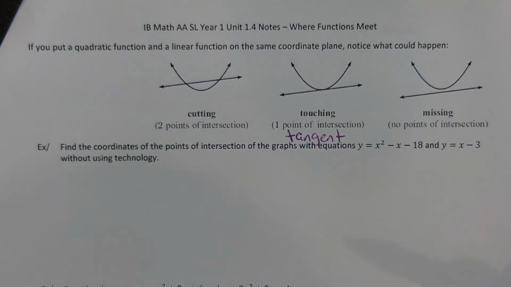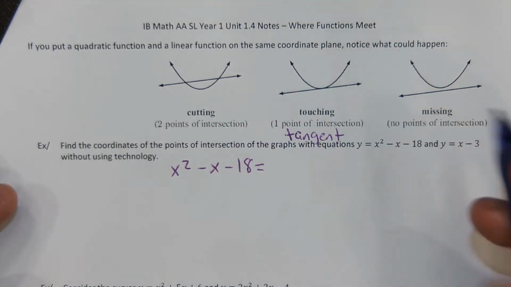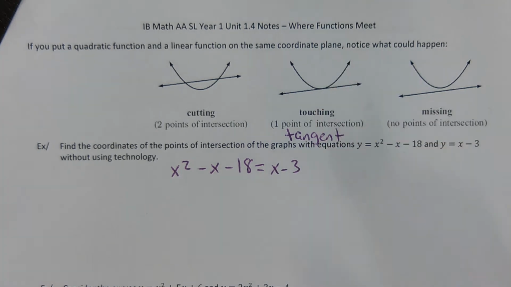Now we're just going to do some examples. It says to find the coordinates of the points of intersection of the graphs that have this equation and this equation without using technology. Well, the only way that two graphs could actually touch each other is if they exist in the same point in space, which means at that exact place they have exactly the same value, aka set them equal to each other. X squared minus x minus 18 equals x minus 3. And since we're doing this algebraically, the only way that you can solve a polynomial is if it is set equal to 0, which means we need to subtract x and add 3.